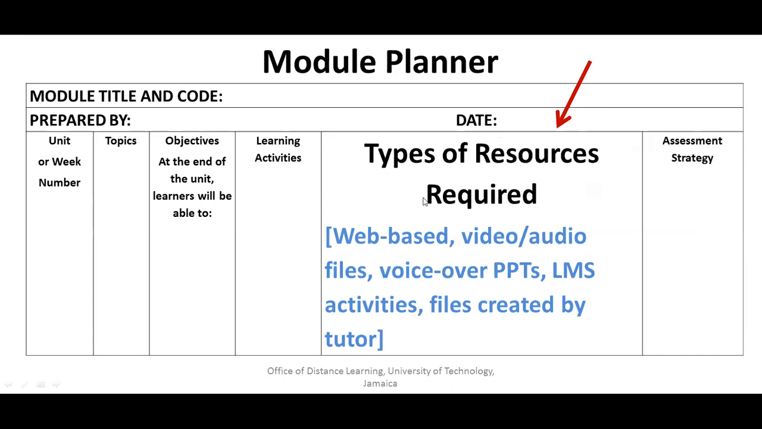For the types of resources required column, we now would guide you as to the type of, let's say, what are we going to hold your file in? Is it a web-based file, so it's a click and go straight to the internet? Is it a video, audio file? Whatever you write in the learning activities column, we expect that you give us the idea of what is going to hold that piece of information in the types of resources required.